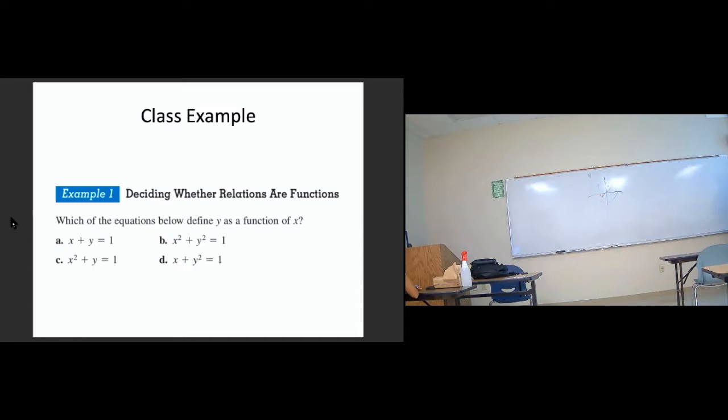But C, well, C could be, couldn't it? C, let's rewrite C as y is equal to 1 minus x squared. Well, this thing's going to look like this.